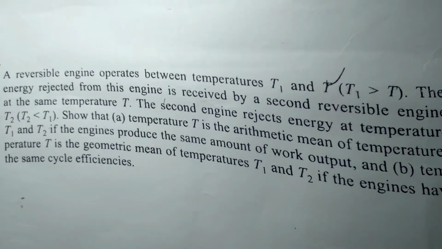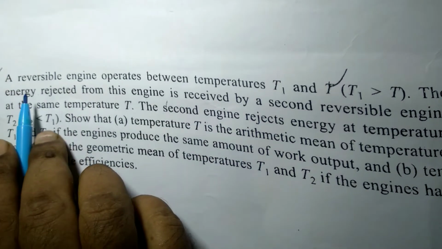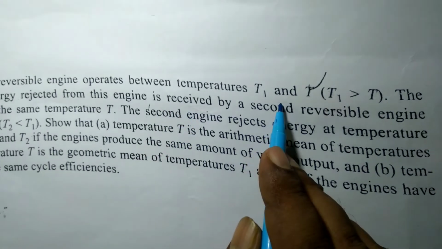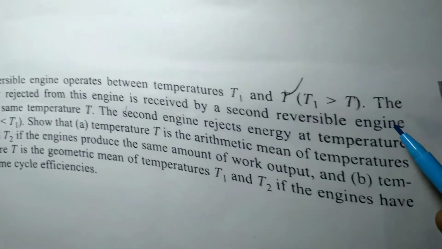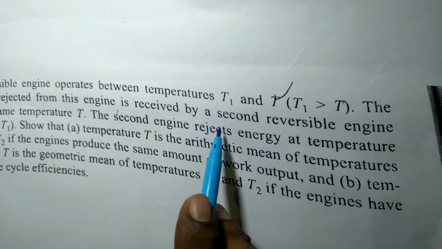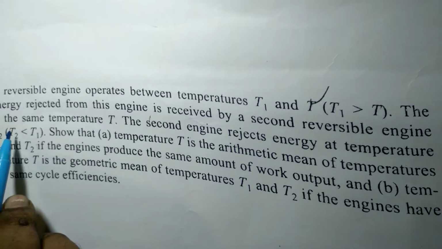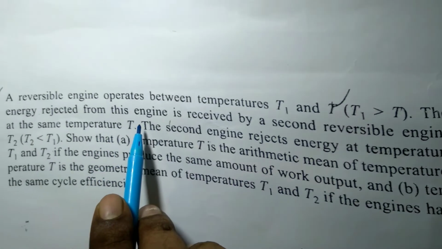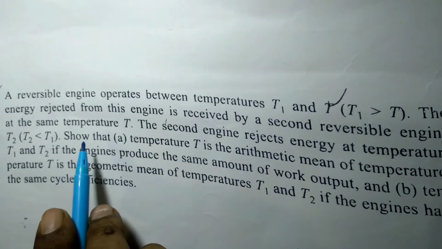Let's get started. The question number 6.14 is like this. A reversible engine operates between temperatures T1 and T. T1 is of course greater than T. The energy rejected from this engine is received by a second reversible engine which is at the same temperature T. That means the energy rejected by the first engine is received by the second reversible engine.